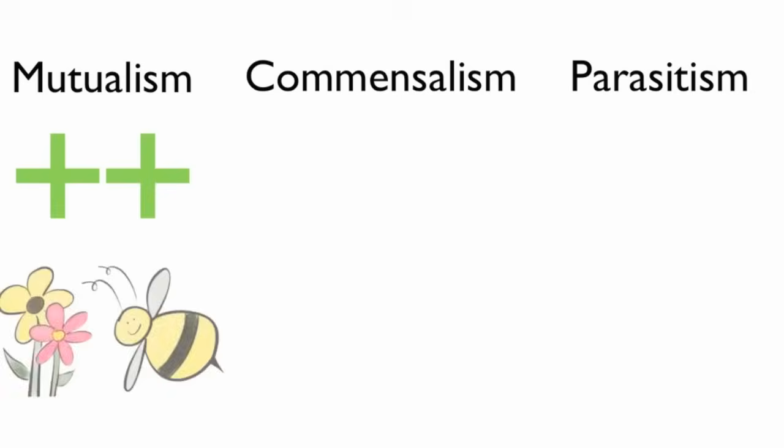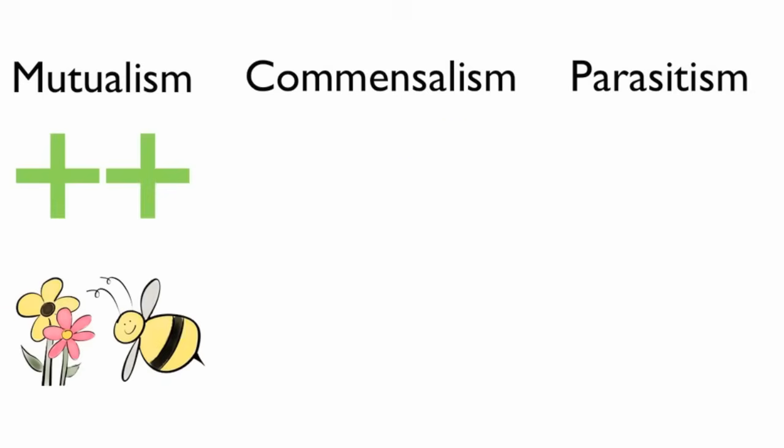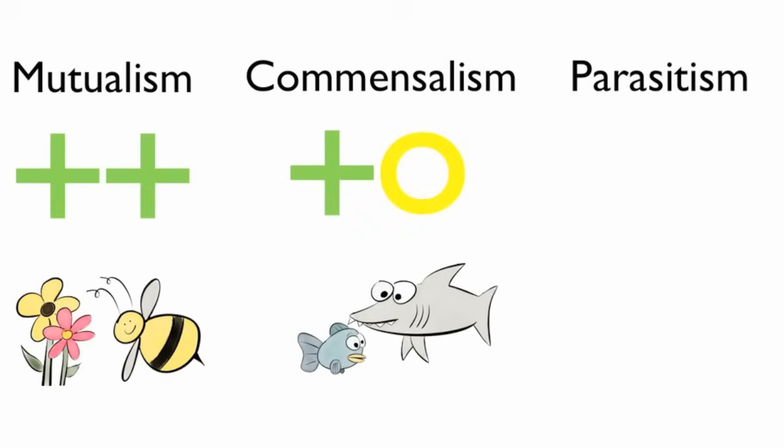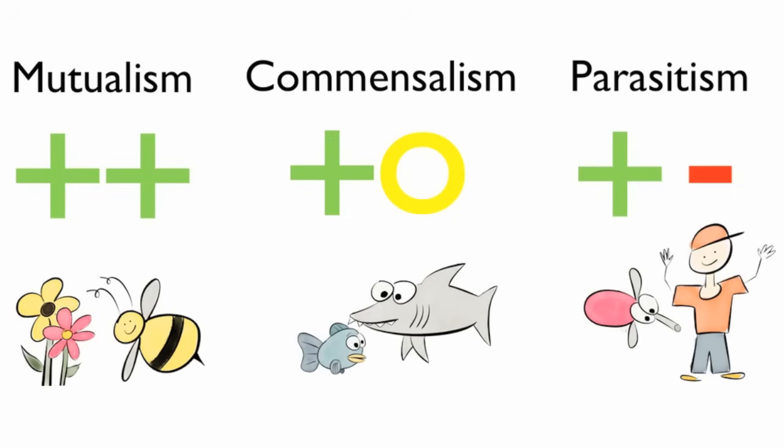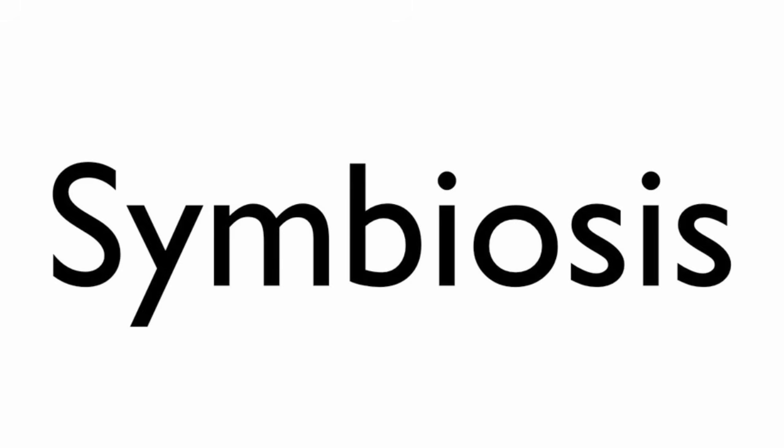Mutualism, a relationship where both species benefit. Commensalism, one species benefits and the other is neither helped nor harmed. Parasitism, one species benefits and the other is harmed. Symbiosis.